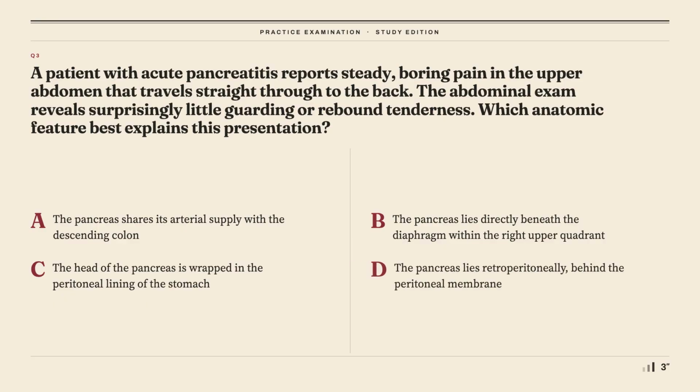D. The pancreas lies retroperitoneally behind the peritoneal membrane. Before I reveal it, which one do you think is right?